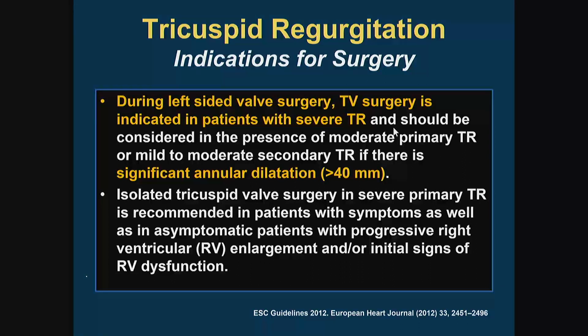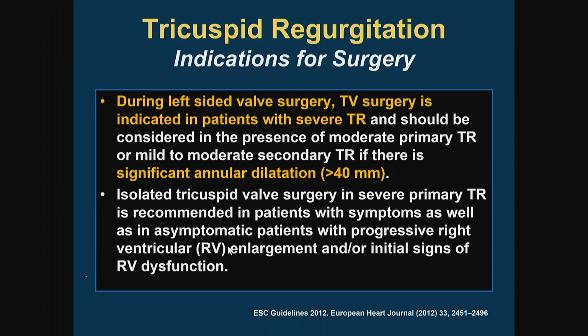The tricuspid valve surgery should also be considered if there is moderate primary tricuspid valve regurgitation or mild to moderate functional or secondary tricuspid regurgitation if there is significant annular dilation, and that's defined as more than 40 millimeters. The point being that if patients are getting a left heart surgery and there's at least moderate primary TR or mild to moderate secondary TR, even mild secondary TR, and the annulus is large, there's a high risk of recurrent TR after surgery, and patients should therefore be intervened on at the same time that they're getting left heart surgery.